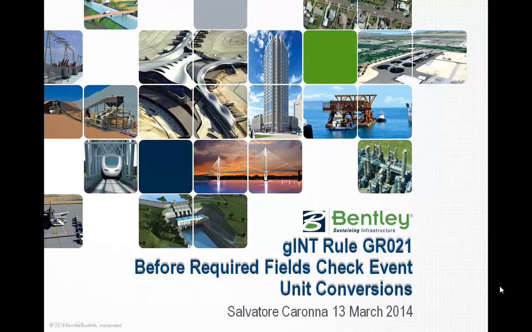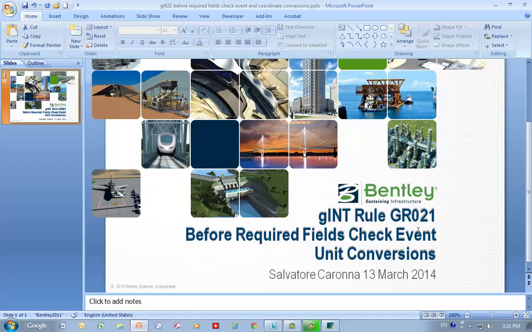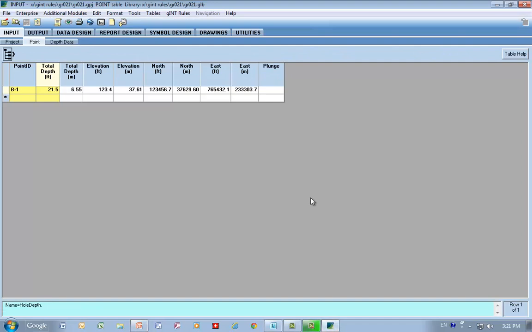In the process of covering that, we're also going to look at unit conversions that you can do with gINT rules. All right, let's go into the program. Here we have a table with seemingly duplicate fields. We have two total depths, two elevations, one in feet, one in meters. We'll talk about unit conversion later, but basically I'm going to delete the meters here and save, and the gINT rule will recalculate, no problem.